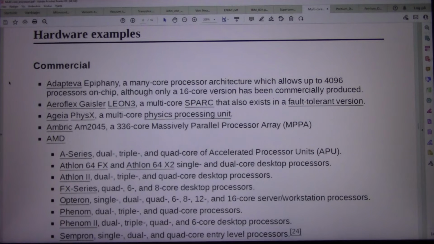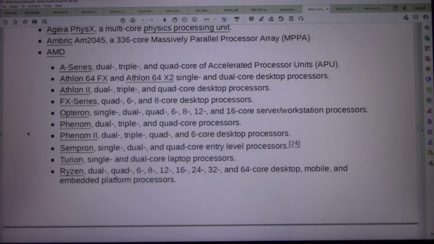Hardware examples. Commercial. Adapteva Epiphany, a many-core processor architecture which allows up to 4096 processors on chip, although only a 16-core version has been commercially produced. Aeroflex Gaisler LEON3, a multi-core SPARC that also exists in a fault-tolerant version. AGEIA PhysX, a multi-core physics processing unit. Ambric Am2045, a 336-core massively parallel processor array, MPPA. And A-series, dual, triple, and quad-core of accelerated processor units, APU.